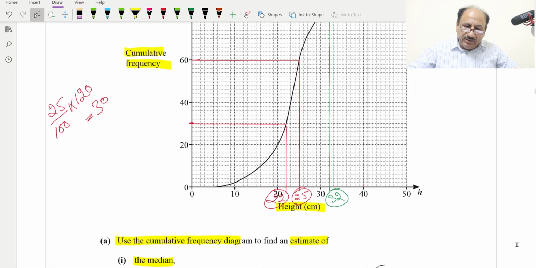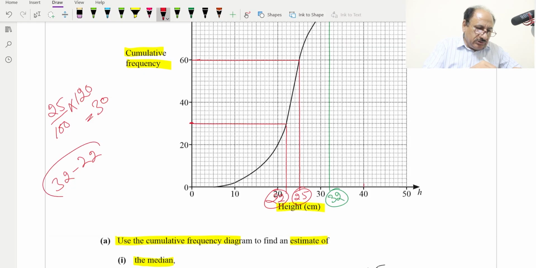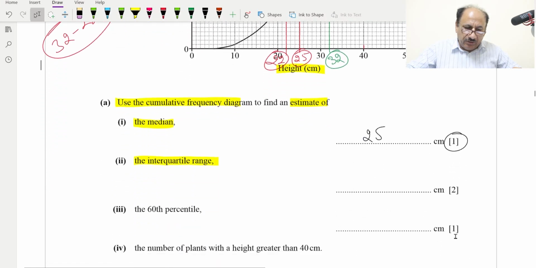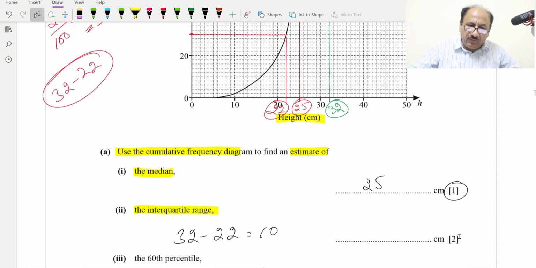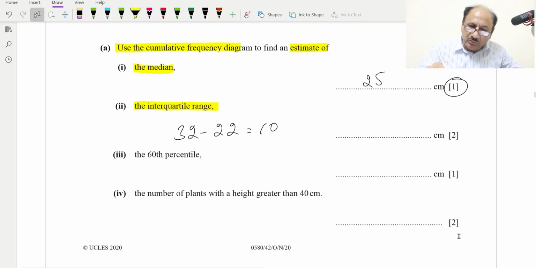So the upper quartile is 32 and the lower quartile is 22. We can write 32 minus 22 will be equal to 10. This is what we have taken from the graph. So 10 will be our final answer.